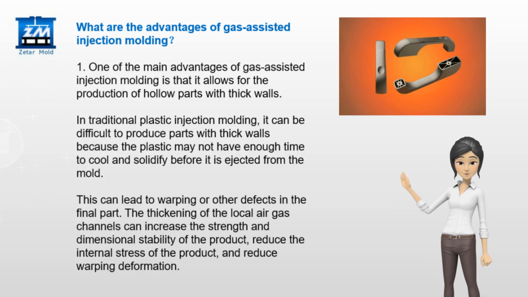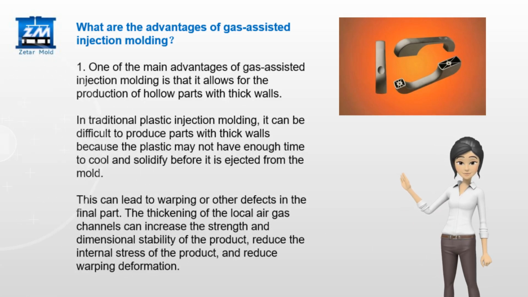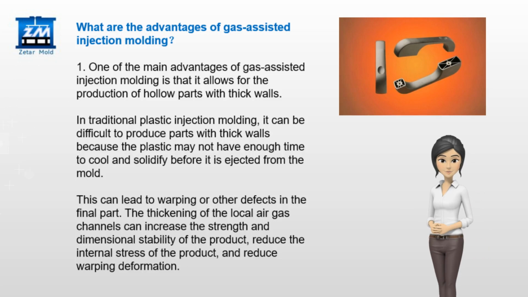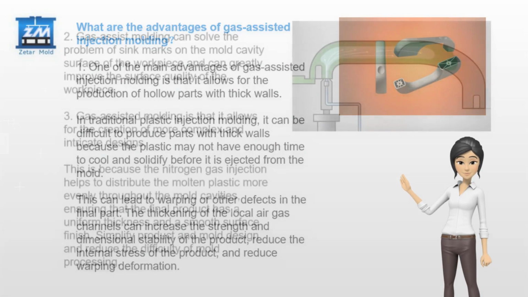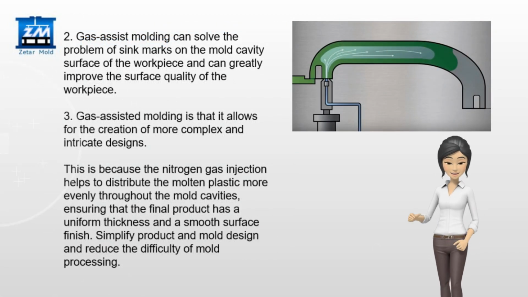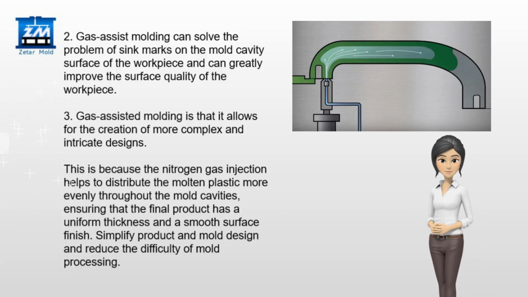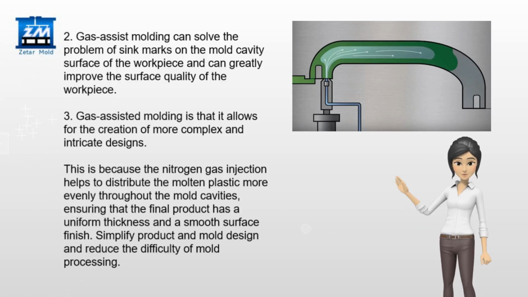The thickening of the local air gas channels can increase the strength and dimensional stability of the product, reduce the internal stress of the product, and reduce warping deformation. 2. Gas-assist molding can solve the problem of sink marks on the mold cavity surface of the workpiece and can greatly improve the surface quality of the workpiece.